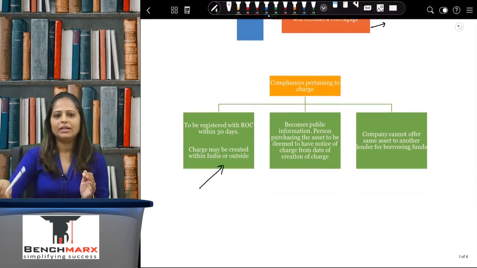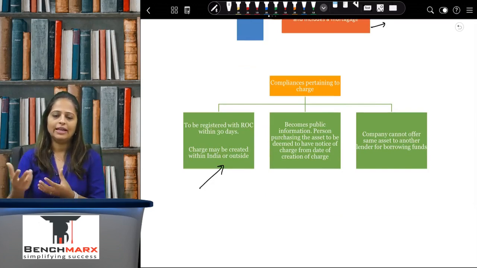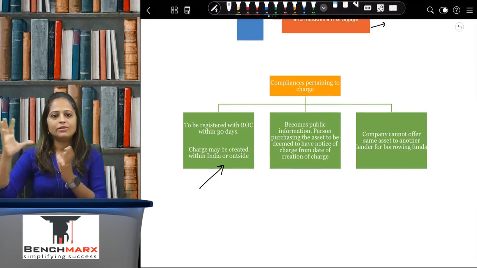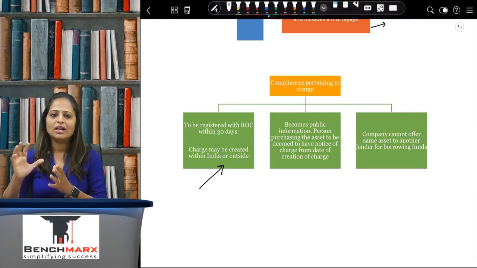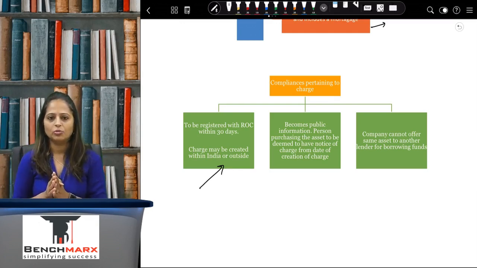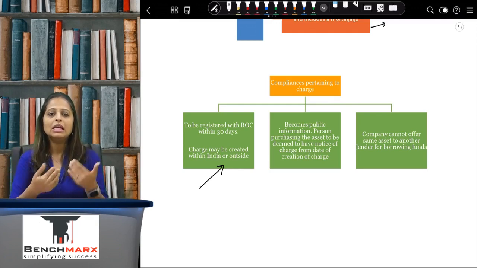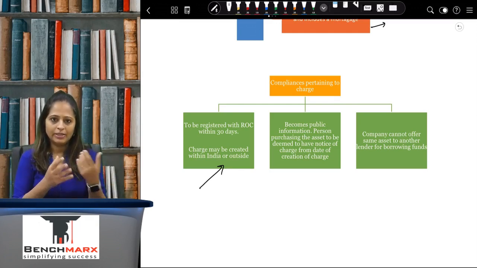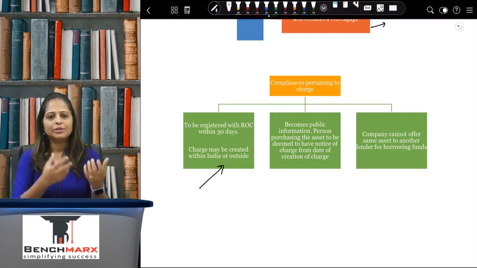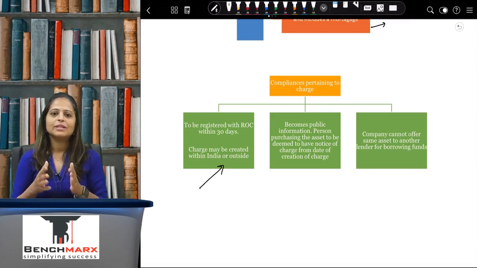Now because I am intimating the ROC that I have created a charge, ROC will put up everything on its website. So now this has become public information. What is public information? That it's accessible to everyone. Even if you want to see a charge created on any property of a company, you will be able to go and see it on their website. So now it's public information.